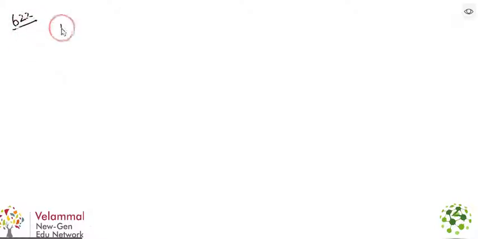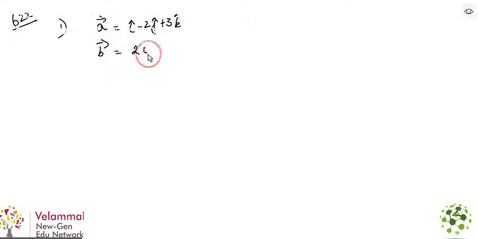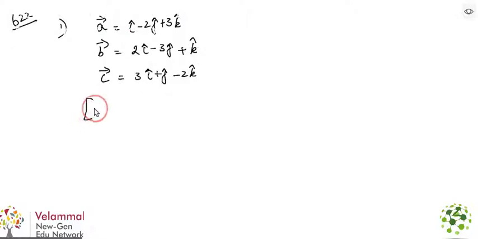Question number 1. You are given vector A equal to i minus 2j plus 3k, vector B equal to 2i minus 3j plus k, and vector C equal to 3i plus j minus 2k. You are asked to calculate the box product ABC.